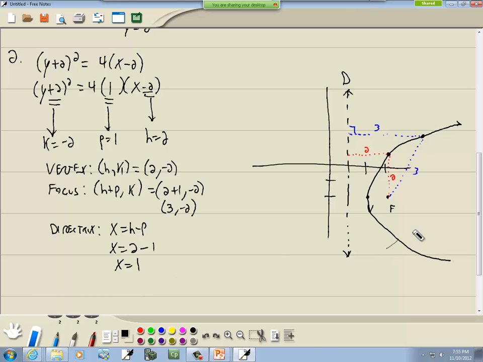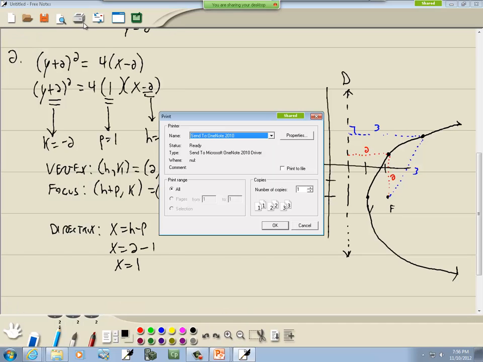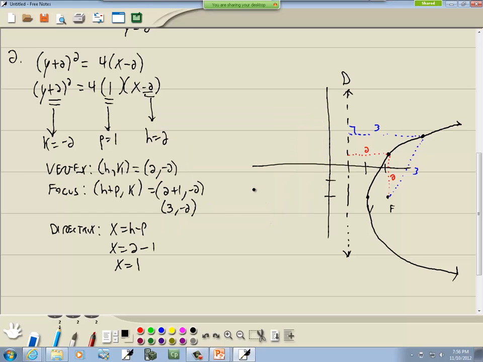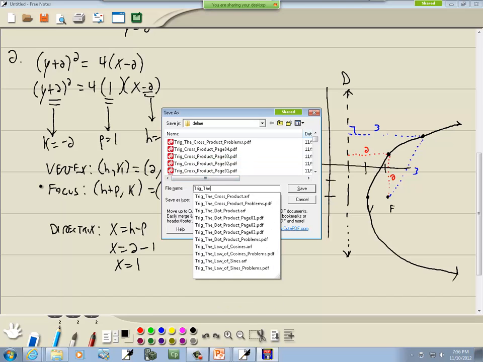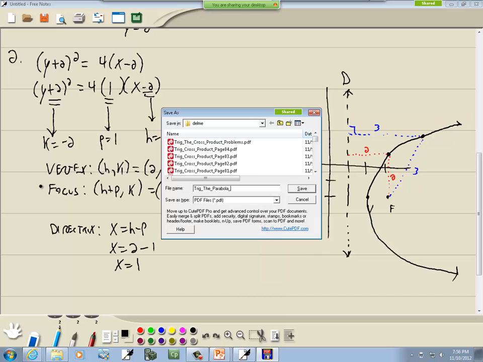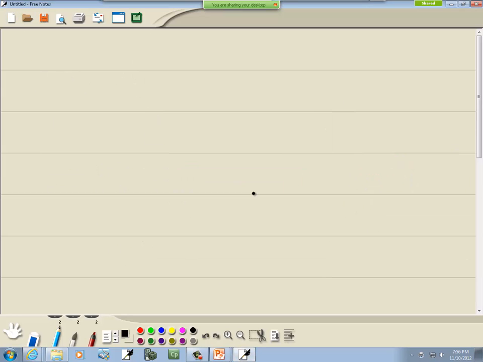Let me try that again. Okay. That's probably as good as I'm going to do by hand. Okay, this is the parabola. Let me save that page. And let's look at our next problem.